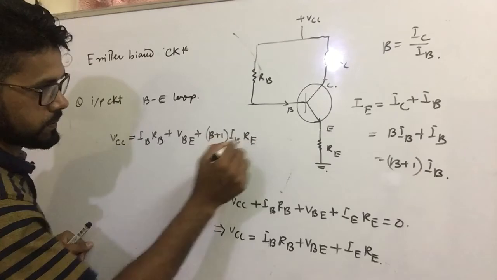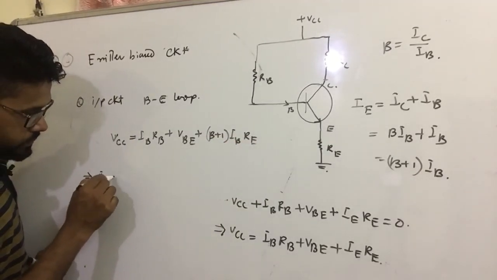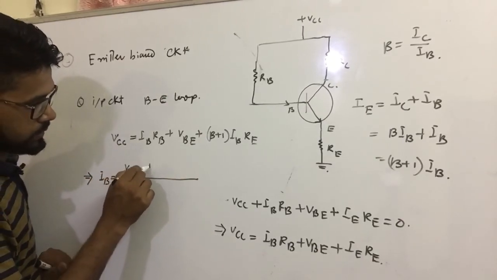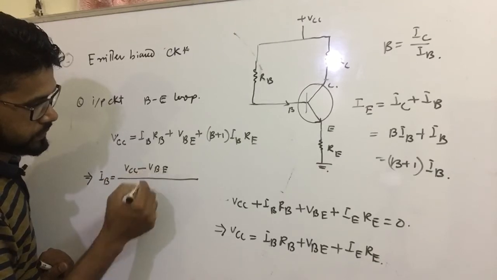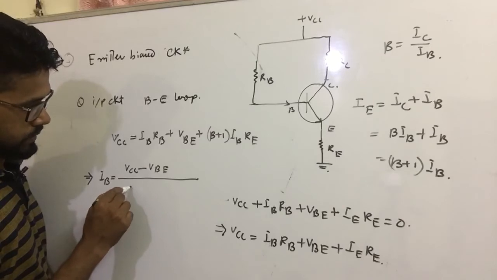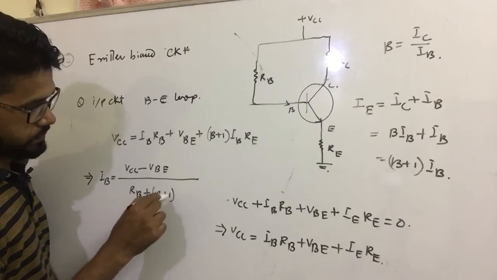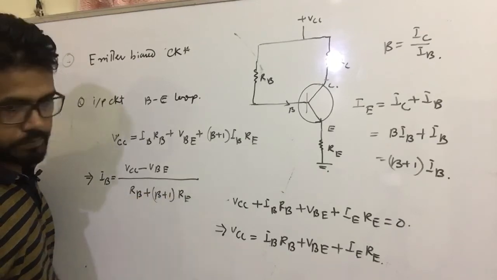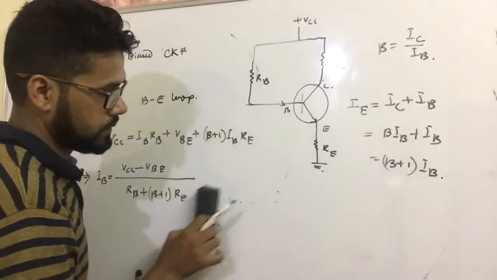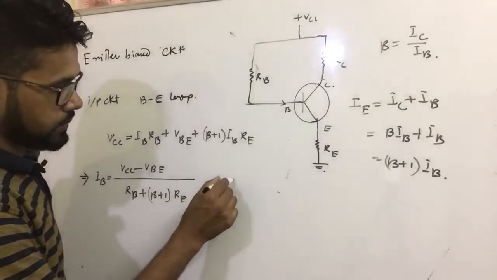Times RE. So what you will get? IB equals VCC minus VBE divided by RB plus (beta plus 1) RE. I remove this part. Finally, what I am getting here, this is equation number 1.